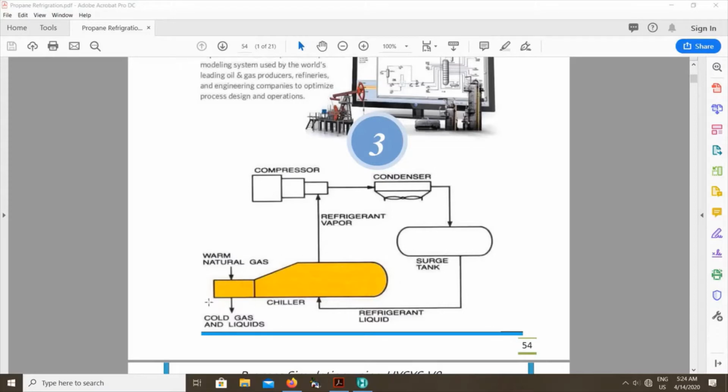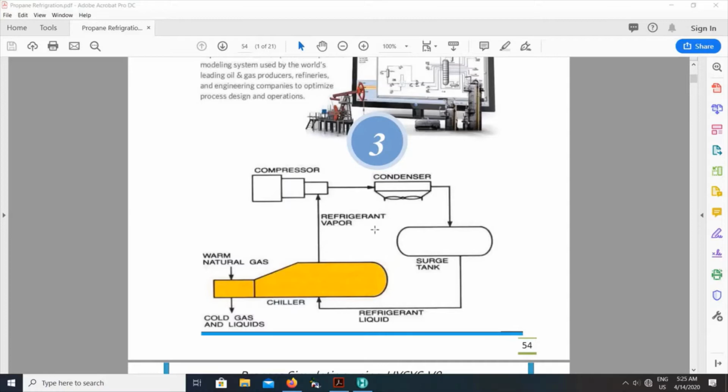Chiller is kind of a heat exchanger. So what happens inside this heat exchanger, you have what you call a shell and tube heat exchanger. You have the shell side where the natural gas is entering and leaving from the cold side. Okay, similarly in the tube side you have the refrigerant, the coolant that you are using to cool this natural gas, circulating.